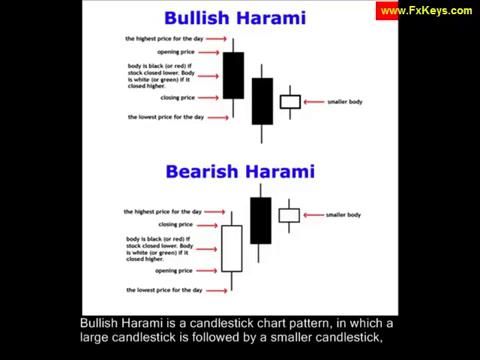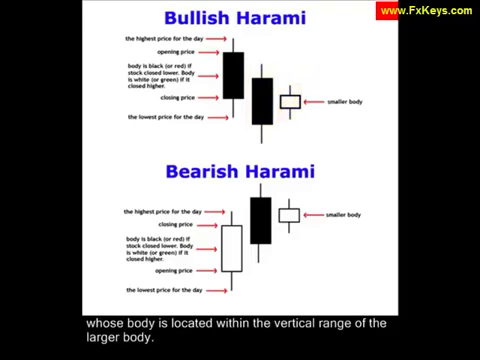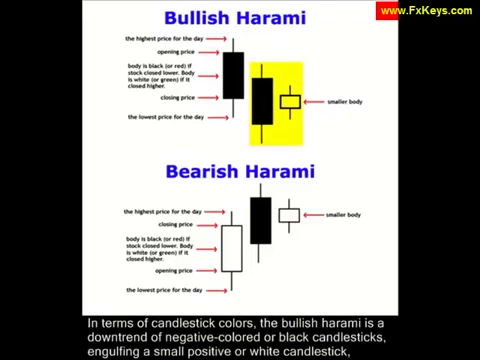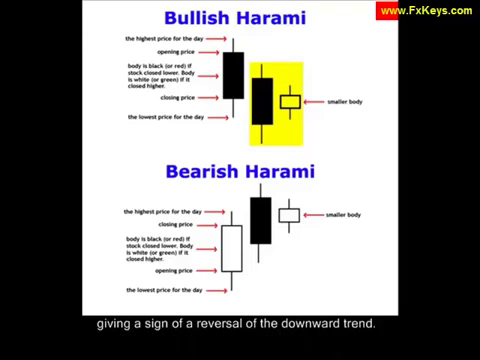Bullish harami is a candlestick chart pattern in which a large candlestick is followed by a smaller candlestick whose body is located within the vertical range of the larger body. In terms of candlestick colors, the bullish harami is a downtrend of negative colored or black candlesticks, engulfing a small positive or white candlestick, giving a sign of reversal of the downward trend.